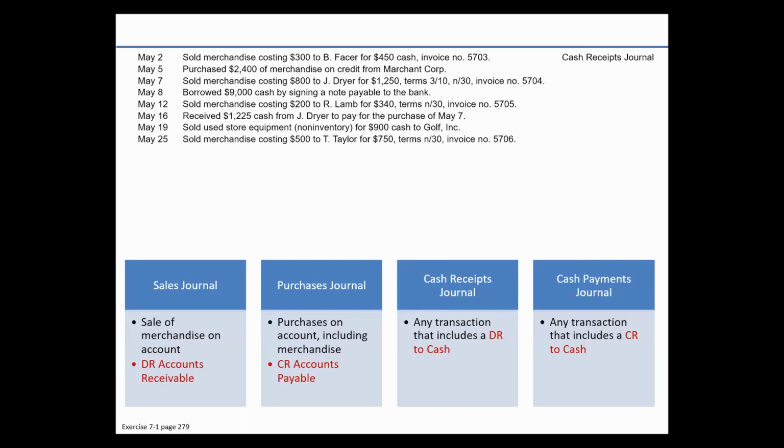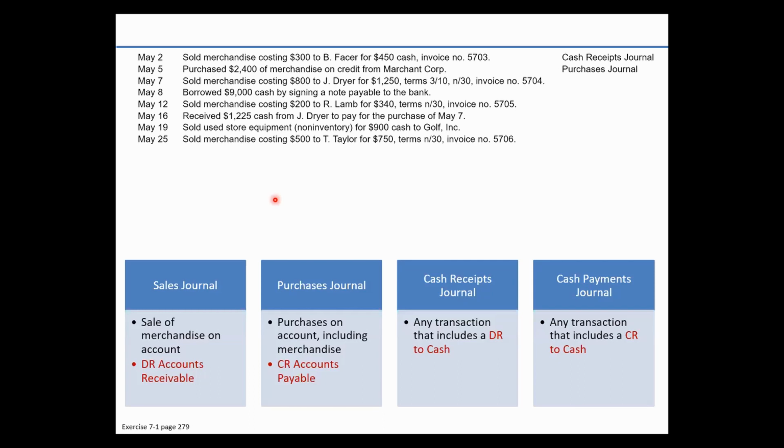So again, looking at this, we're going to have to categorize then what journal we would use. So the first transaction we see happened on May the 12th. Okay, so on May the 12th, we sold merchandise that cost $300 to Beef Facer for $450 in cash, invoice number 5703. That would be cash receipts because we gave them the merchandise, they gave us the cash right then that same day. So that would go down here in the cash receipts journal. Okay, so right now we're not concerned about it. We'll be concerned about it later.